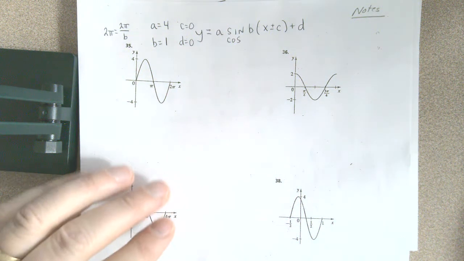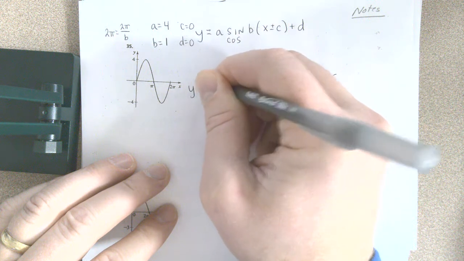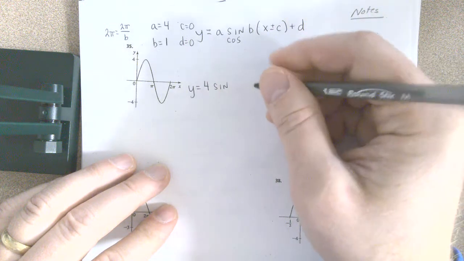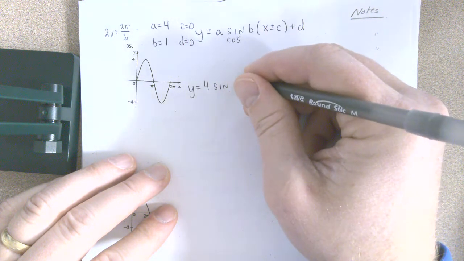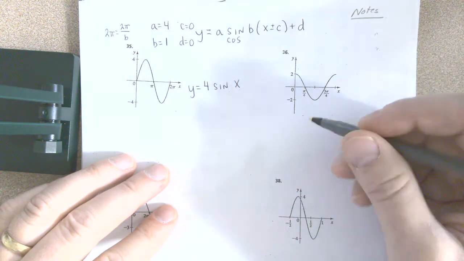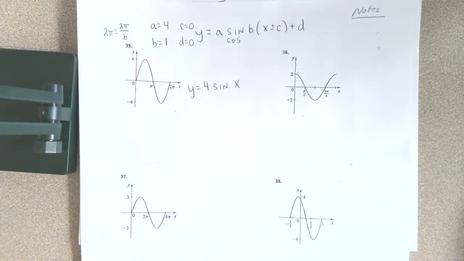So on this first one, if I'm writing my equation, y equals 4 sine. b is 1, so we're not going to really write anything for that. It's just x plus 0 plus 0. So again, it's just y equals 4 sine of x.